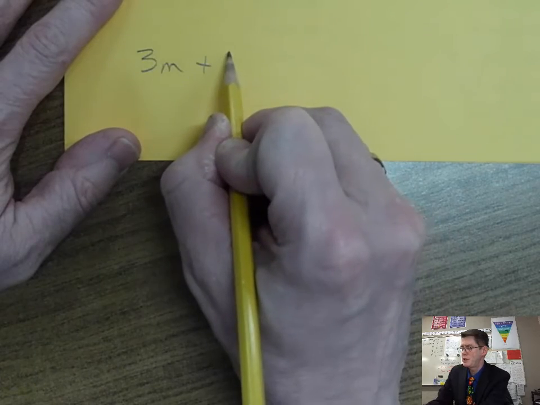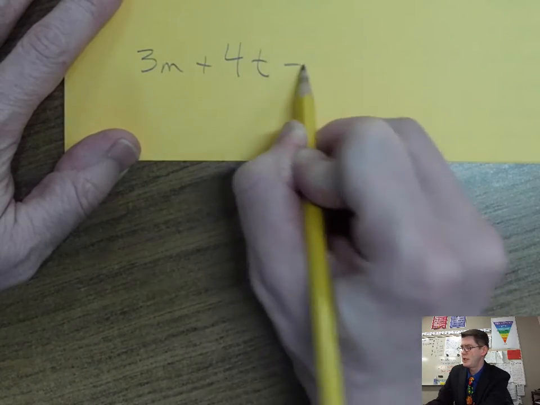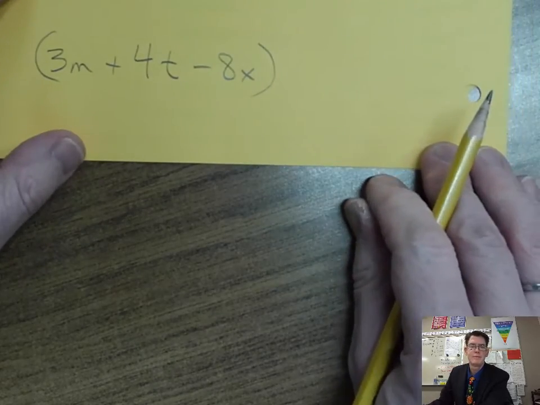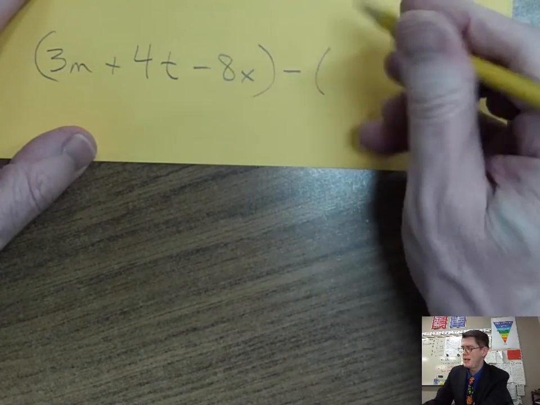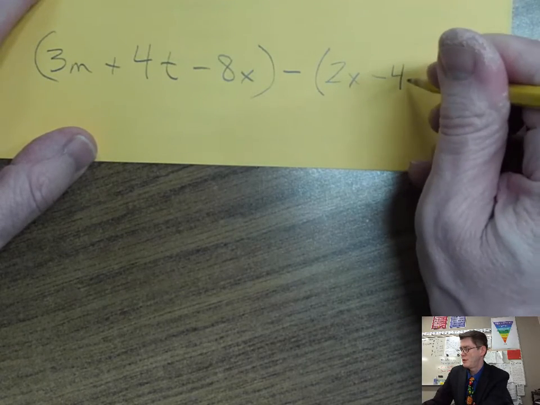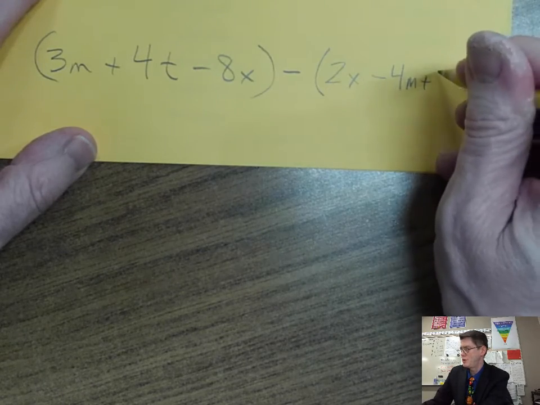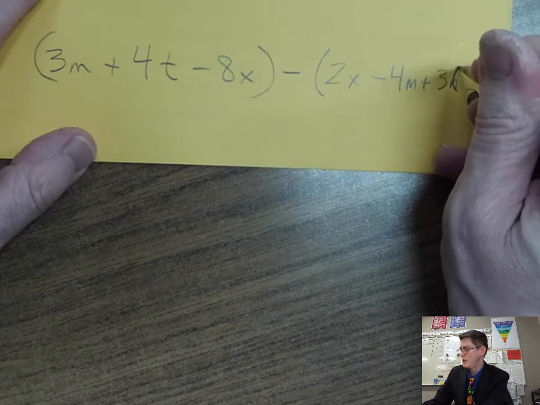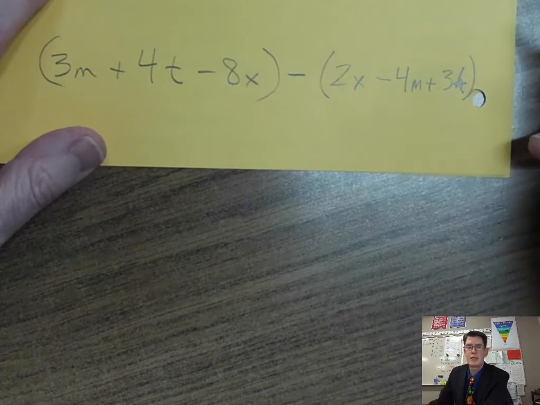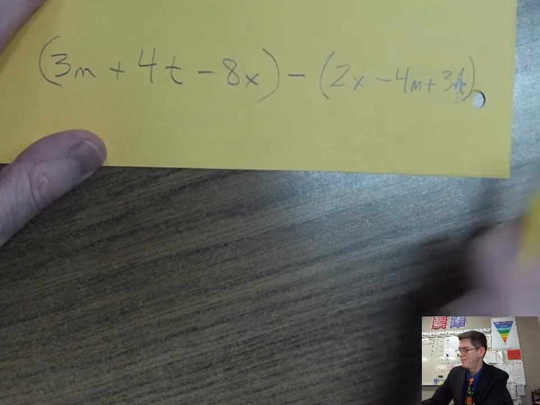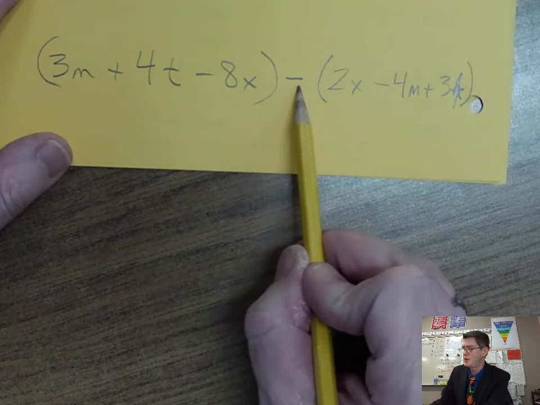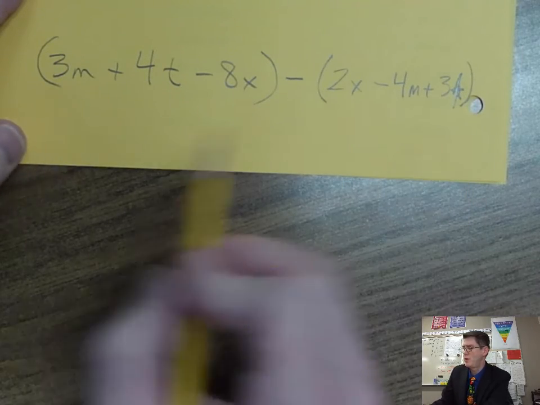And you might see expressions that look more like this. 3m plus 4t minus 8x. That expression minus 2x minus 4m plus 3t. Pretty ugly t, but it's a t. Well, it doesn't matter how many terms there are, just that this subtraction applies to every one of these.